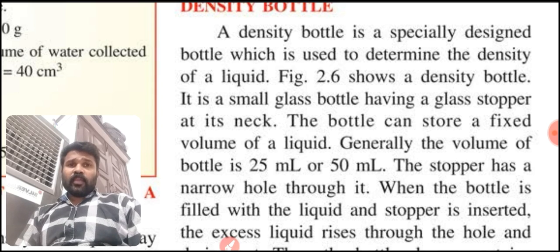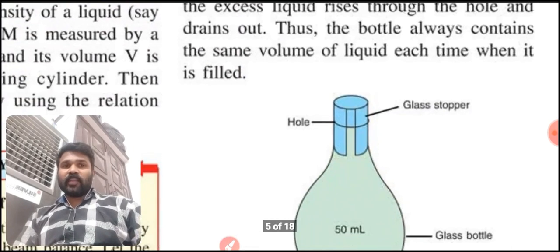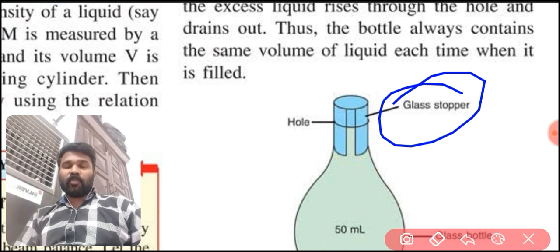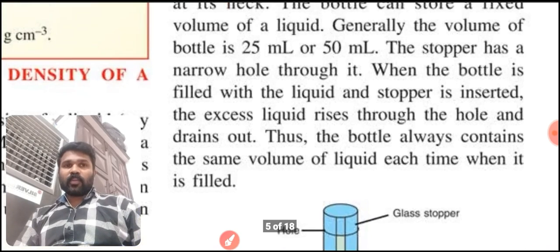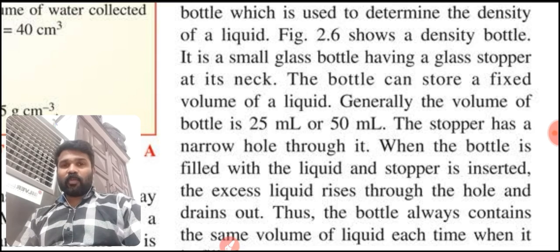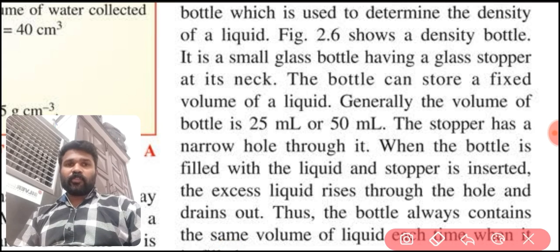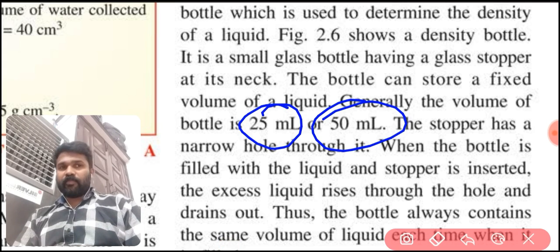It is a small glass bottle having a glass topper at its neck, and also a narrow hole. The bottle can store a fixed volume of a liquid. A particular density bottle can store a fixed volume of liquid. Generally, the volume of the bottle is 25 ml or 50 ml.